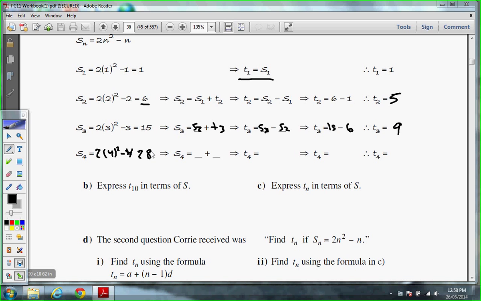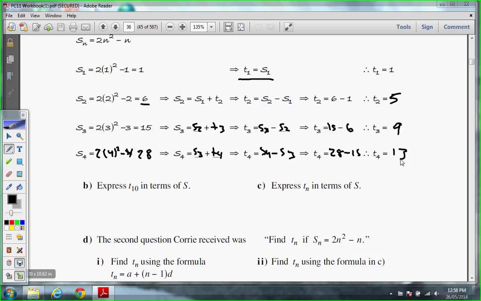S4 is S3 plus T4. T4 is S4 minus S3. 28 minus 15 is 13. Okay, so it's just sharing with you the pattern.